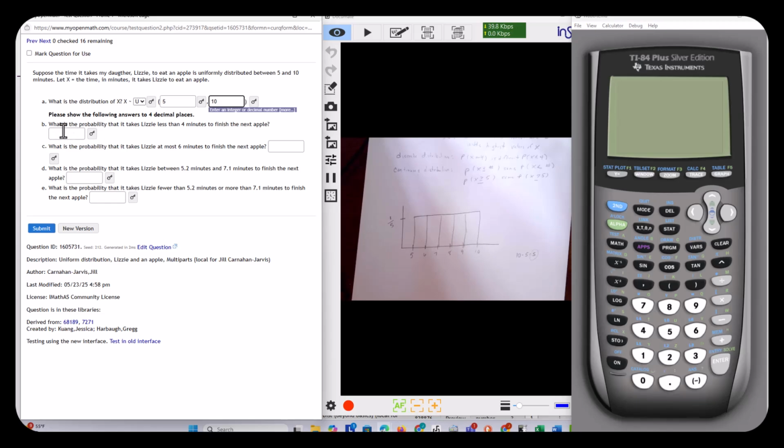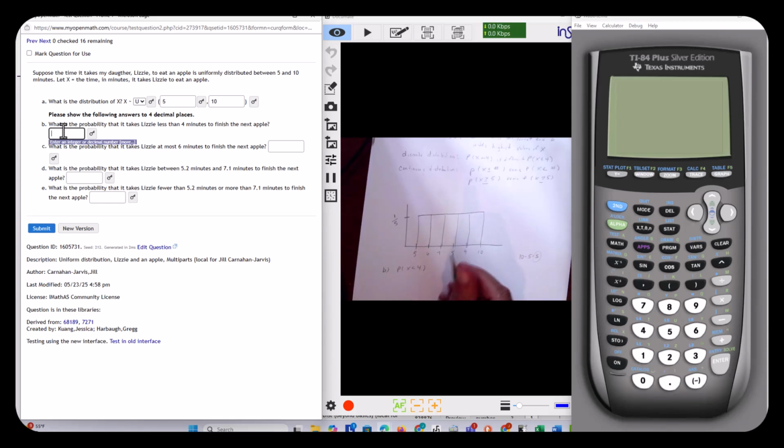What's the probability that it takes Lizzie less than 4 minutes? So this would be B. The probability that X is less than 4, and it's the same thing as the probability that X is less than or equal to 4. It doesn't matter. Okay, well, 4 is not even in here. So that's going to be 0.